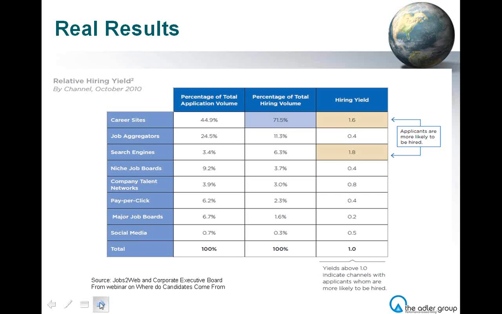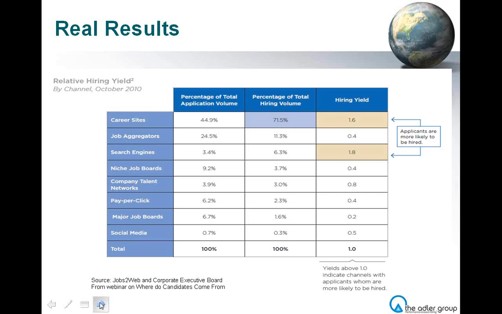Look at that, 0.2%. If you look at success, we talked about post and pray versus social media, hiring yield, that column over there on the right, 0.5 for social media, which is only 0.7% of the change, but that's higher than your chance of hiring somebody off of a major job board. So even with this new nascent technology that nobody's sure is working, people are concerned about investing in, it's still more successful than major job boards. So what does that tell you about how much money you should be spending on major job boards?